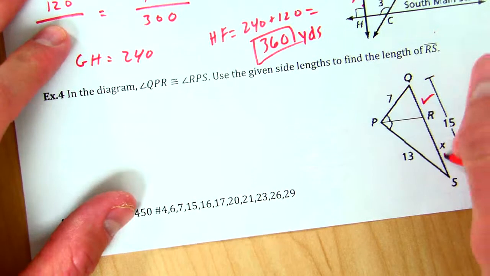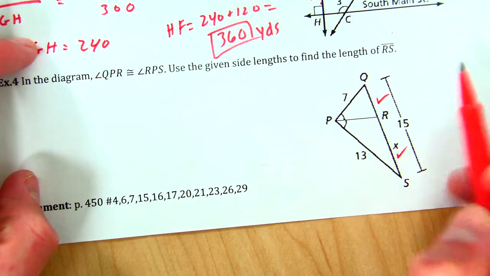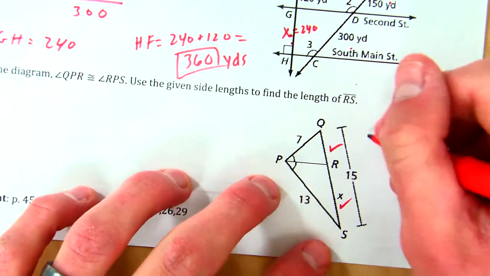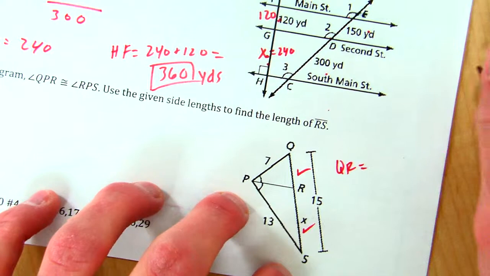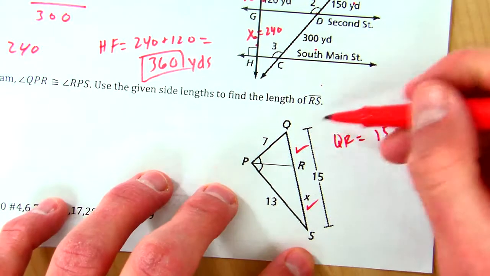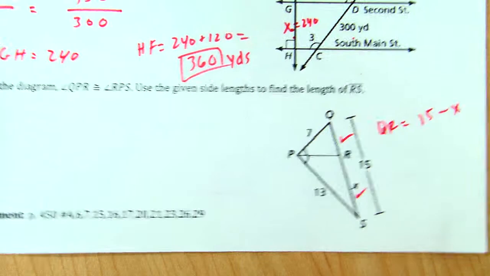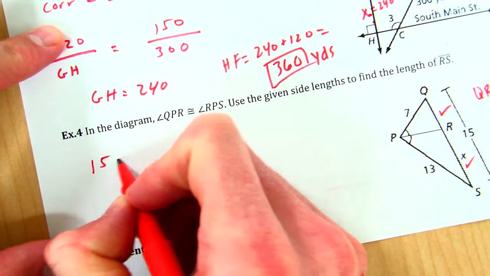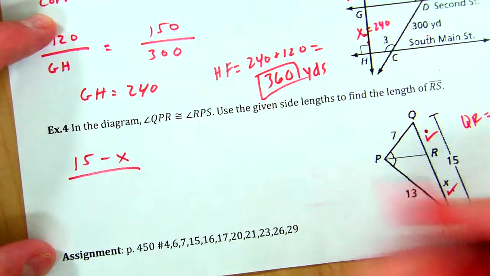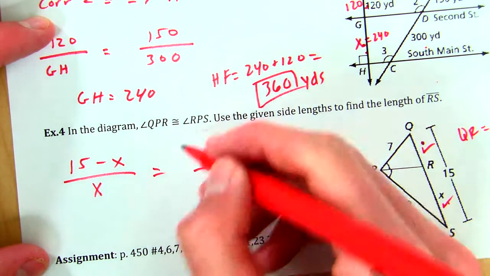We need this side over this side. Well, we don't really know the length of QR. We know that this piece is X. We know that the whole thing is 15. So what I want you to notice is that a way that I can express QR is that whole 15 minus this X piece right here. If the whole thing is 15 and this is X, then QR would have to be 15 minus X. So when I write my proportion, that's what my numerator will be. 15 minus X over this side, which is X, will be equal to this side of 7 over this side of 13.